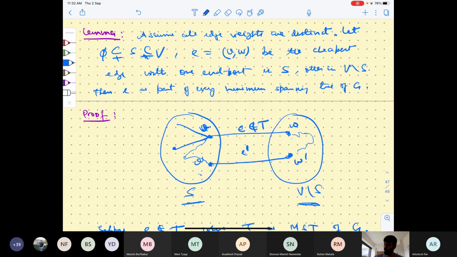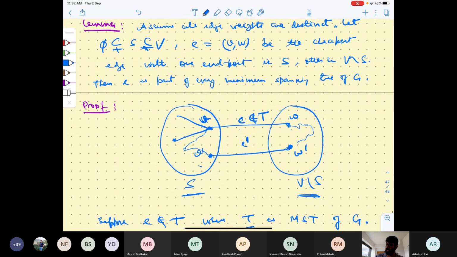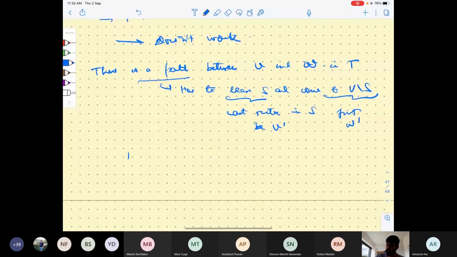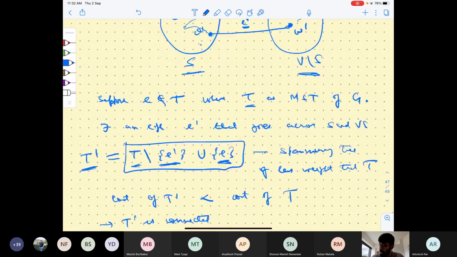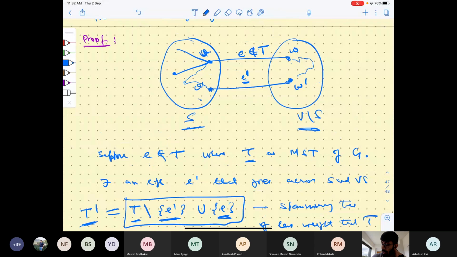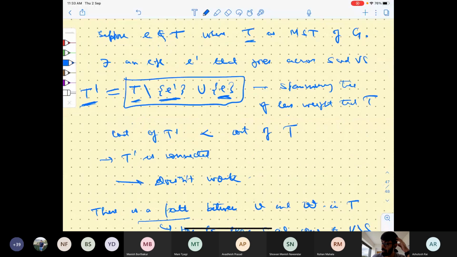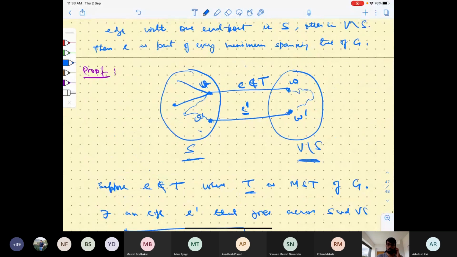Okay. So now we want to perform this operation with this E prime. Again, we look at T minus E prime union E. And now again, we want to claim that this graph, T minus E prime union E, is connected. So how can we say that?